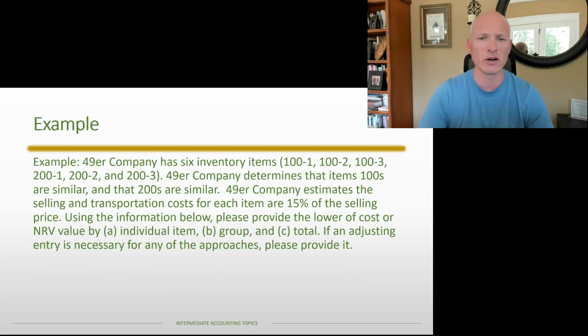Lots of information here. Really, the only thing I want to focus on, because the rest of this is in the next table, is this 15%. Basically, it's saying, hey, to get these items ready for sale, about 15% of the selling price is going to end up being consumed in extra costs. That's really the only piece of this that you really need.